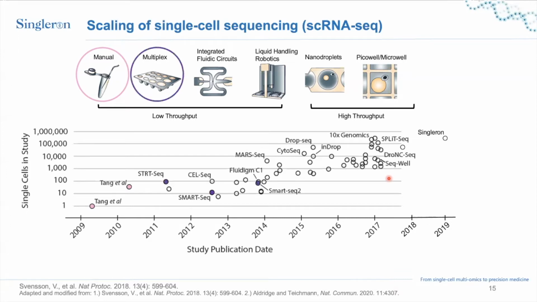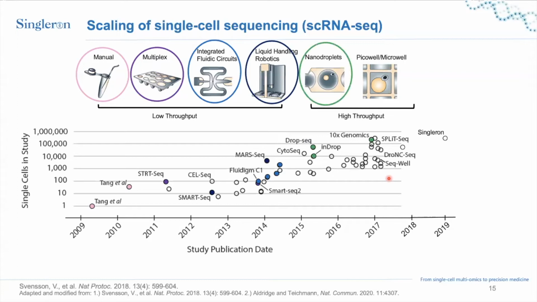Later on, different methods came up like STRT-seq, which enables us to multiplex our samples. Later on, some companies introduced integrated fluidic circuits, in which each cell is processed in one circuit. Compared to the other two methods, it was more high throughput, but still considered low throughput. After that, some robotics came out, and basically they use the same principle, but with less human interruption. So these four are considered low throughput techniques.